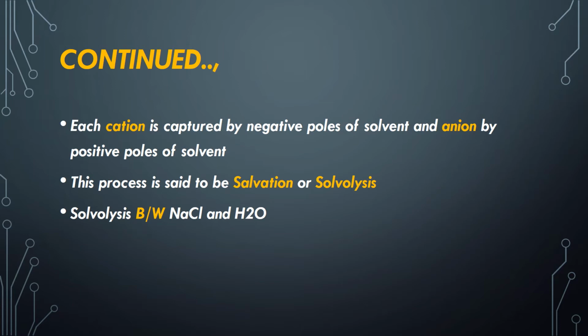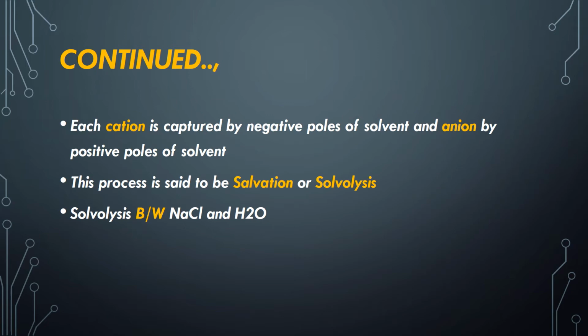Each cation is captured by negative poles of solvent and anions by positive poles of solvent. Positively charged ions of any substance are called cations, and anions are the negative ions. So when we mix a solute that is a cation, that has positive charges on it, it will be captured by the solvent particles that have negative poles, that is negative charges on them.